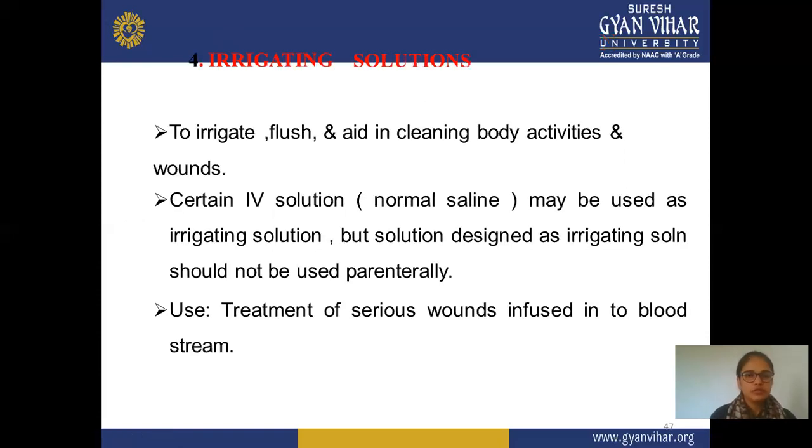Next is irrigating solution. This is the fourth type of large volume parenterals, and it is used to irrigate, flush, and aid in cleansing of body cavities and wounds. It is mainly used for some cleaning purpose, to irrigate or flush or aid in cleaning body cavities and wounds. If you have a wound or some body cavity to flush or irrigate, then use this irrigating solution.